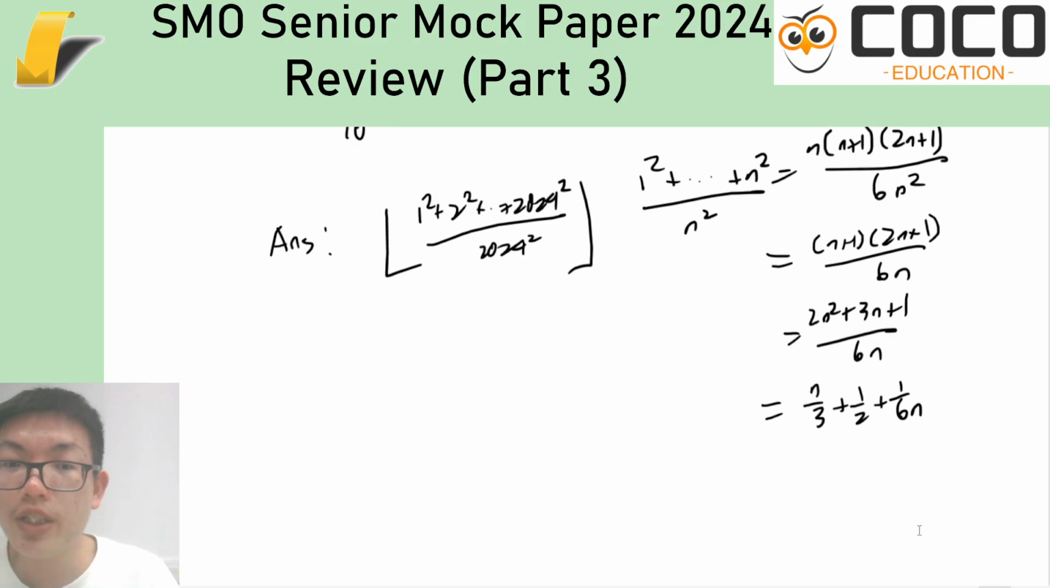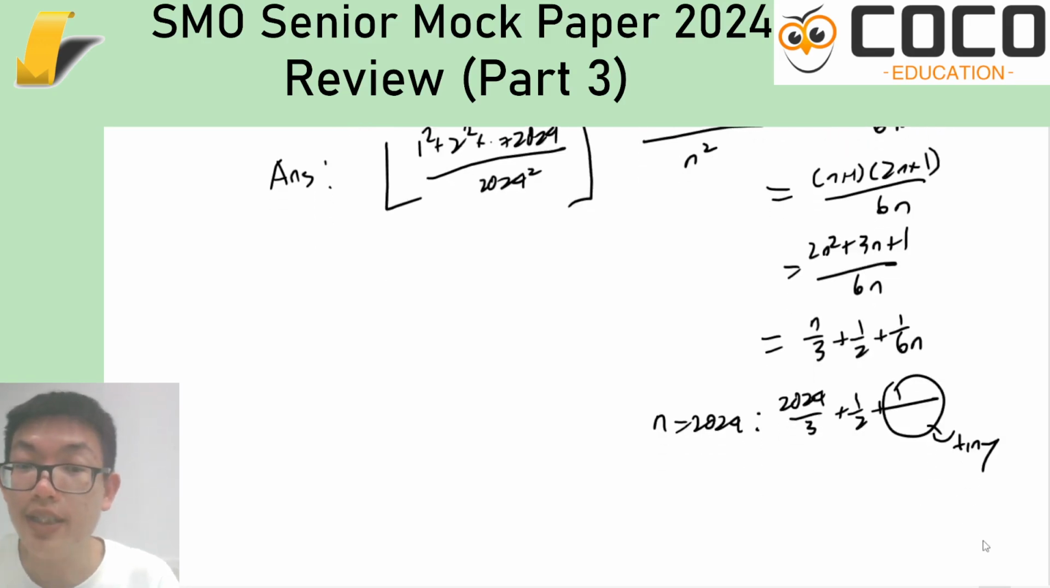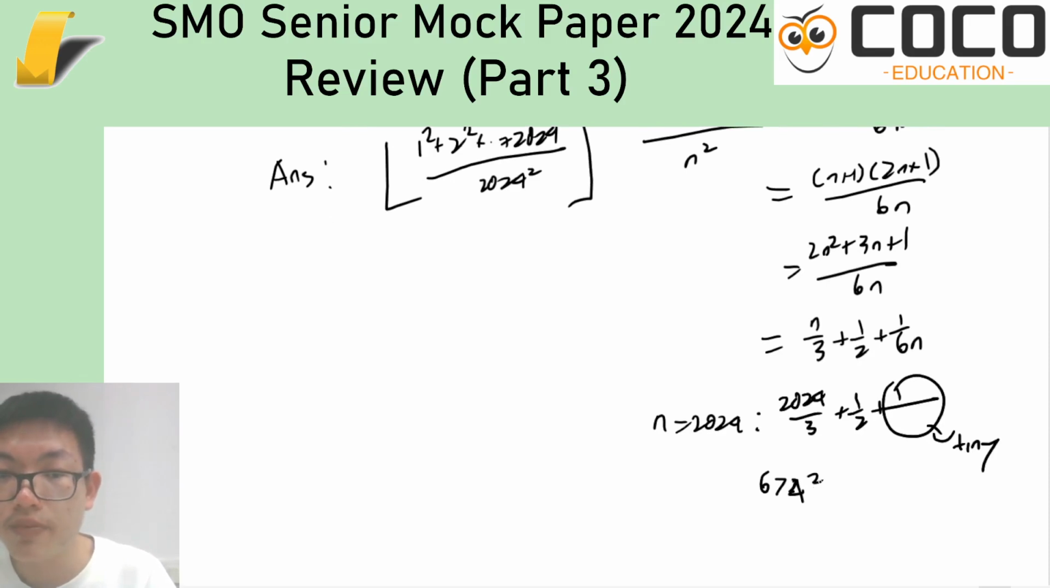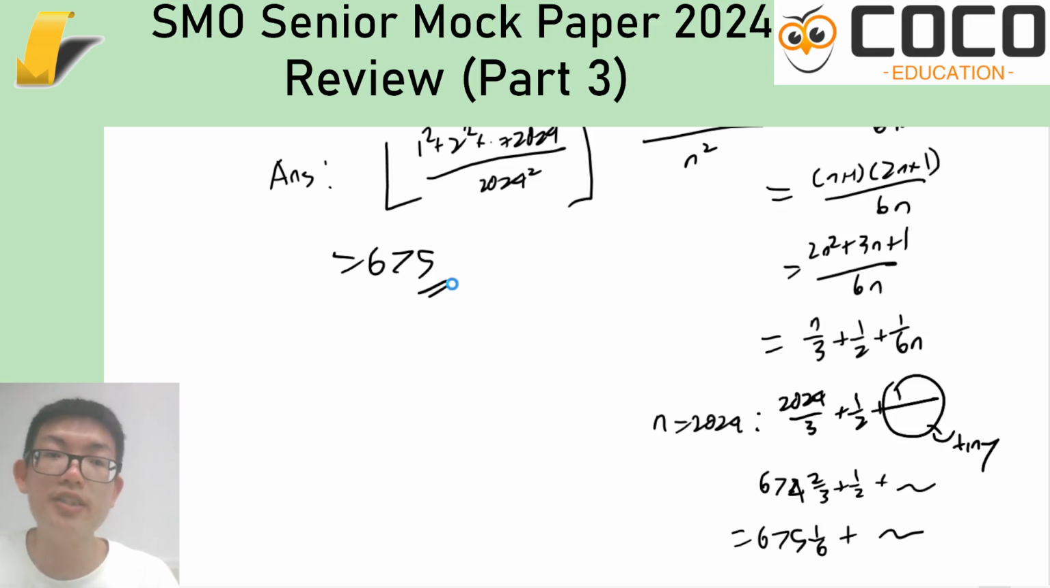Now just put in 2024 into this. Well, this last term is just tiny, so I don't care about what it's equal to exactly. This is 674 and 2/3, so 674 and 2/3 plus 1/2 plus something tiny is 675 and 1/6 plus something tiny, and so 675 is the numerical answer.